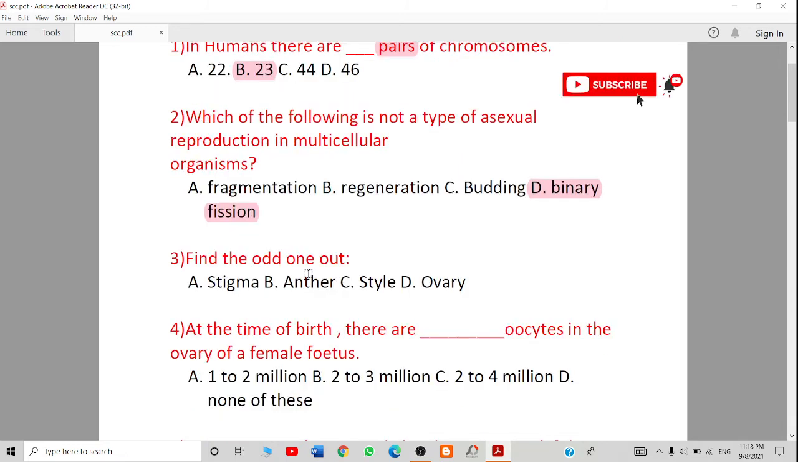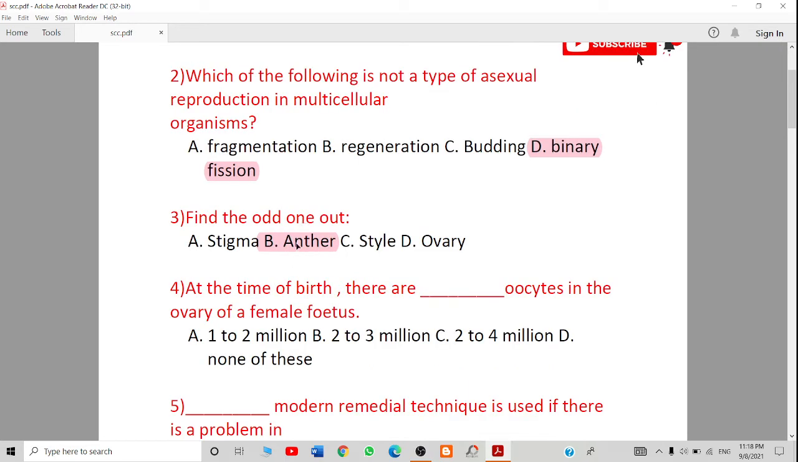Then find the odd one out: stigma, anther, style, and ovary. The answer is the anther, because stigma, style, and ovary are parts of the gynoecium, and anther is part of the androecium. So the answer is the anther.